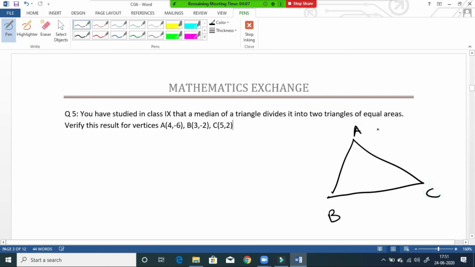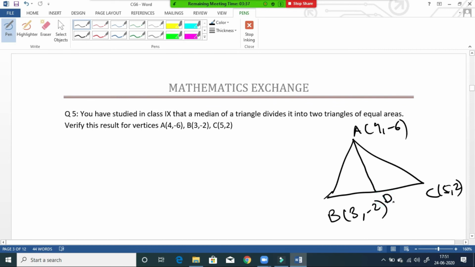So consider triangle ABC and assign the coordinates here. A is having 4, -6, B is having 3, -2, and C is having 5, 2. Now we have to draw a median in this triangle. So we can draw any of the medians either from vertex A, B or C. So here I draw a median from vertex A. So it is named as AD.